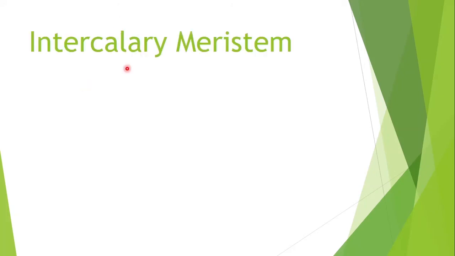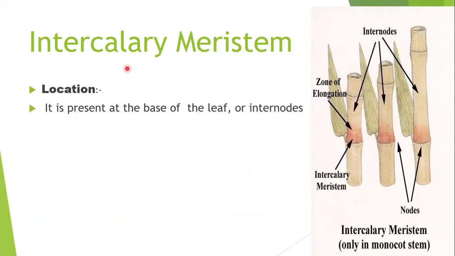intercalary meristem. In intercalary meristem, their location is that it is present at the base of the leaf or internodes on twigs. Now you can see by this picture, this is an example of a bamboo tree. You can see this in bamboo and you can also see it in sugarcane. This part is known as nodes and this one is known as internodes. So intercalary meristem tissues are present between the internodes and nodes. Internodes, this part. Here is the intercalary meristem present.